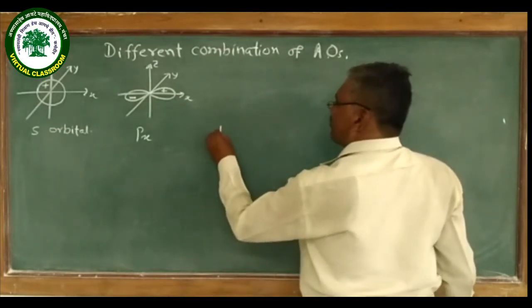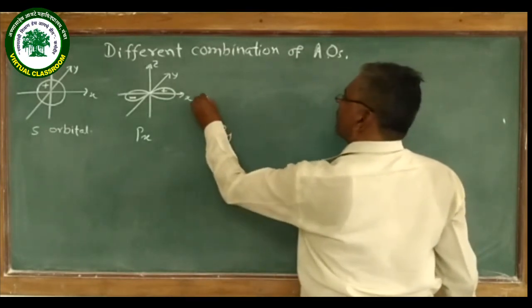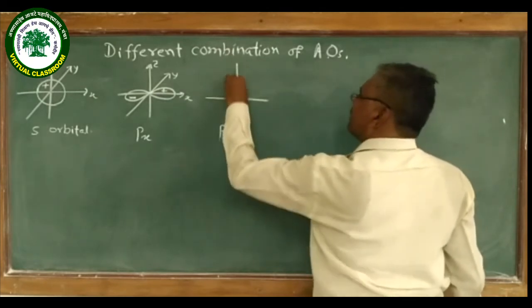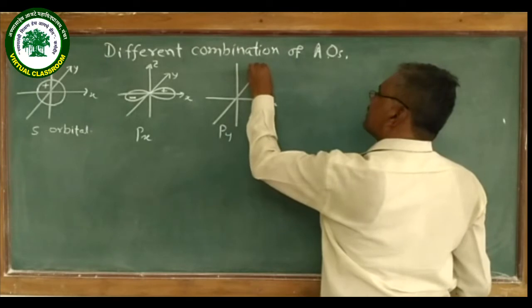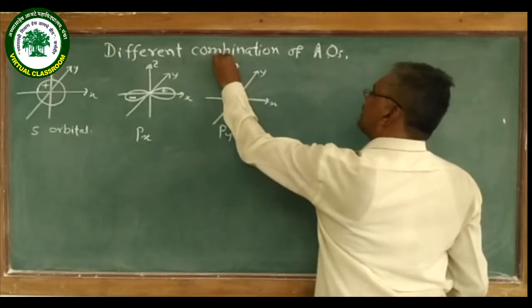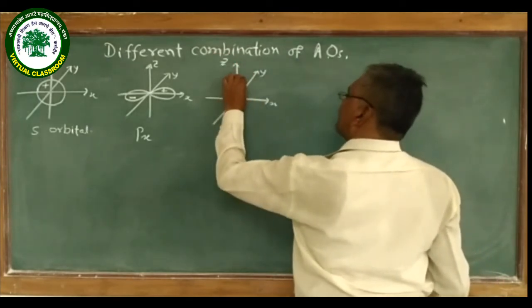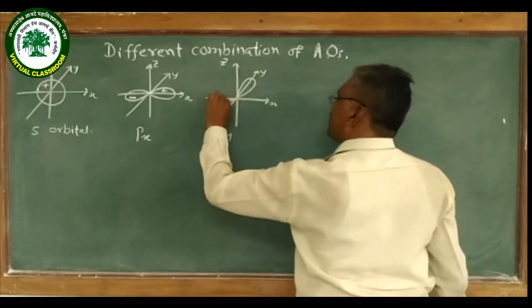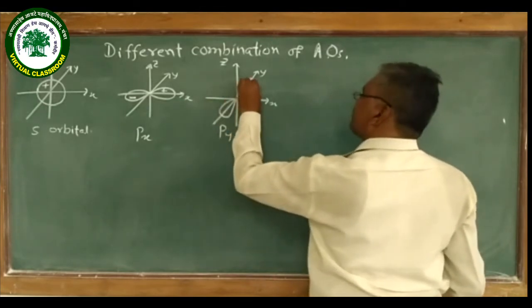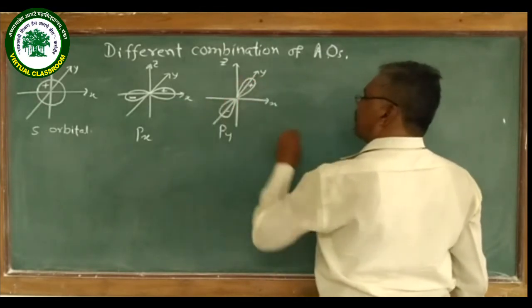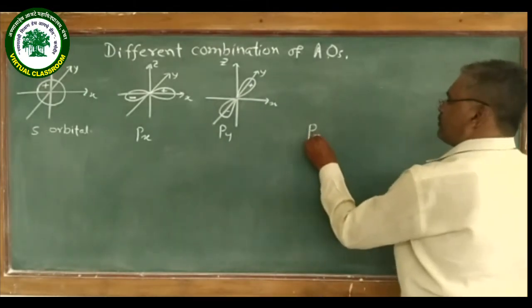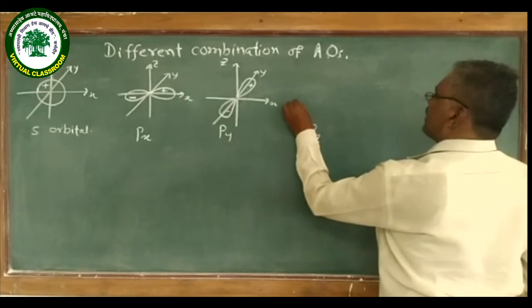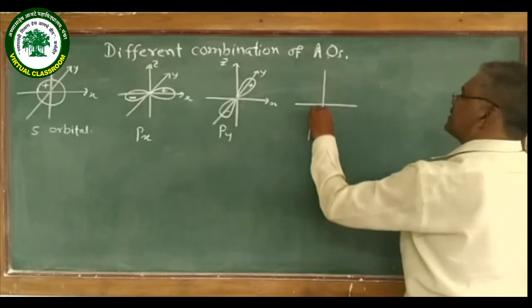The shape of py orbital will be in this way. This is x-axis, y-axis and z-axis. Then the py orbital will have the shape like this, positive lobe, negative lobe, and pz orbital will have its lobes along z-axis.